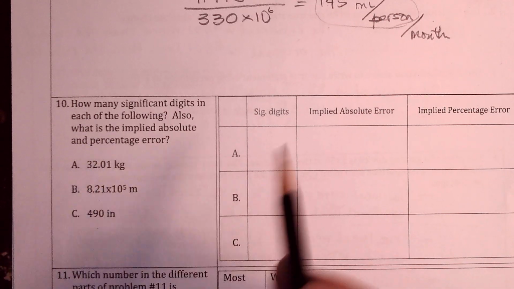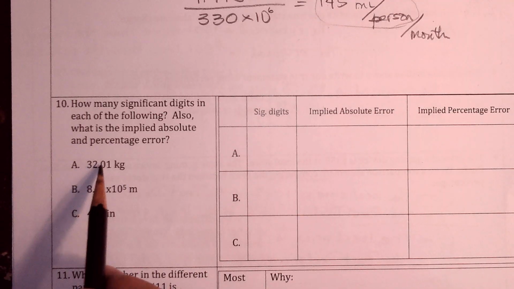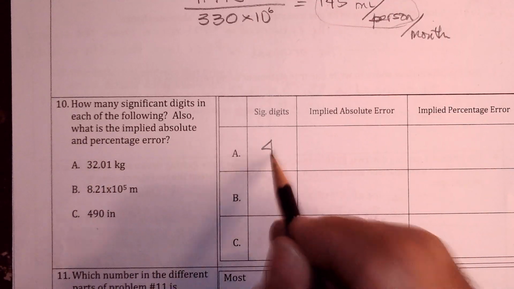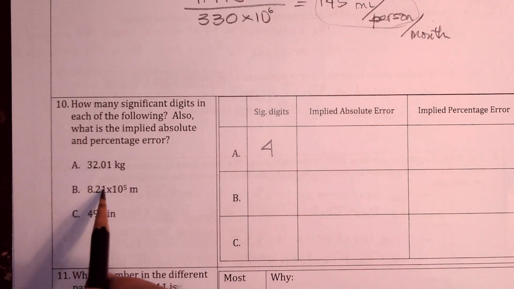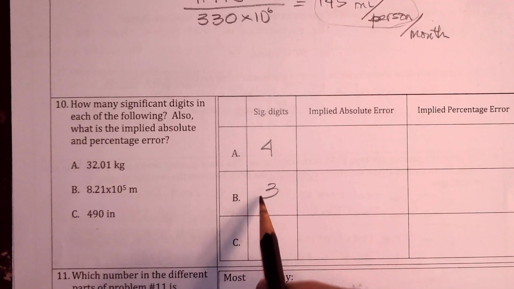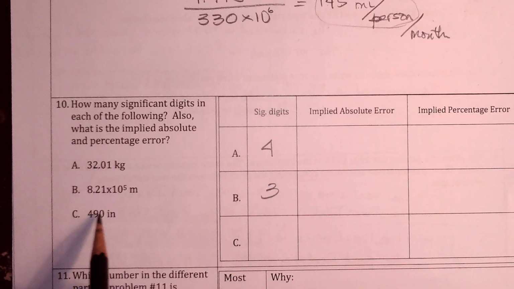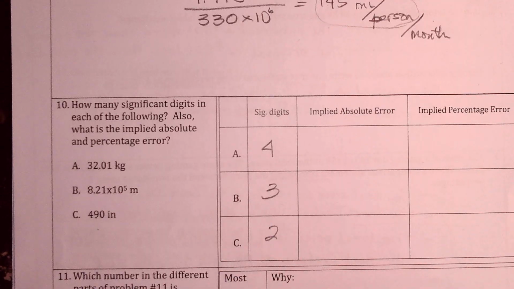How many significant digits? Well, it's 1, 2, and that 0 counts because it's after a decimal. All zeros after a decimal count. 1, 2, 3, 4. This has 1, 2, 3. This has 1, 2. This is a 0 not after but before a decimal, so it doesn't count. So it's just 4, 9. So there's 2.